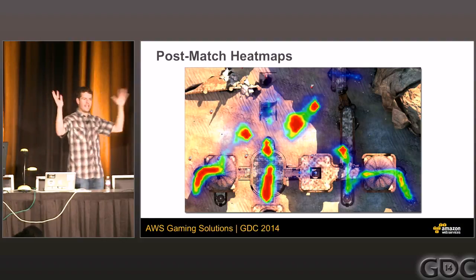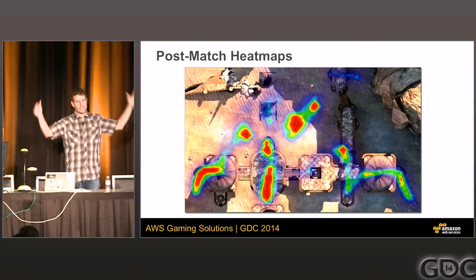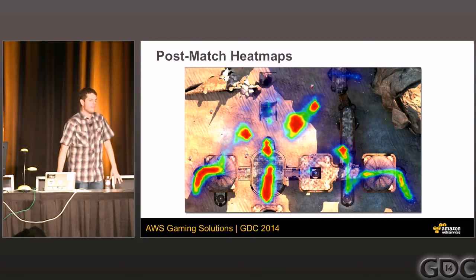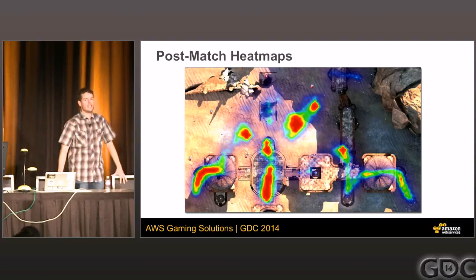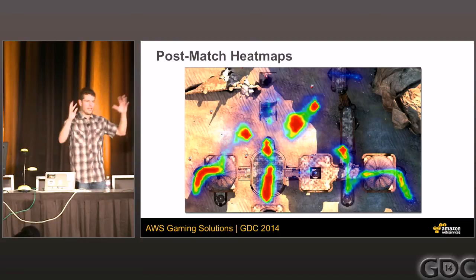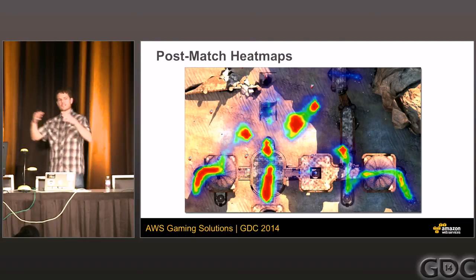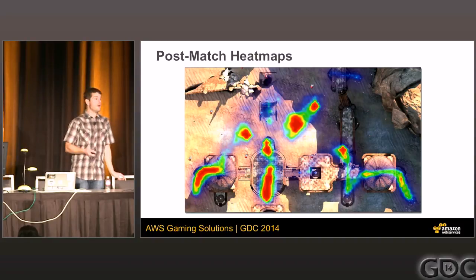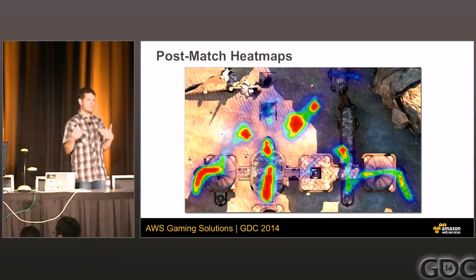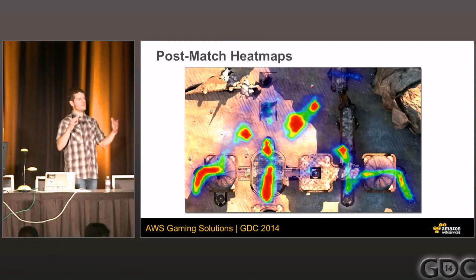EVE Online, we're all familiar with it, is a gigantic open world MMO. Essentially there was a massive battle between two of the main clans that cost something like $500,000 in real money, once they calculated the number of ships that had been lost. It was a multi-day battle. The only reason anybody knew about it was because people started posting and talking about how it was going to go down at a certain time.